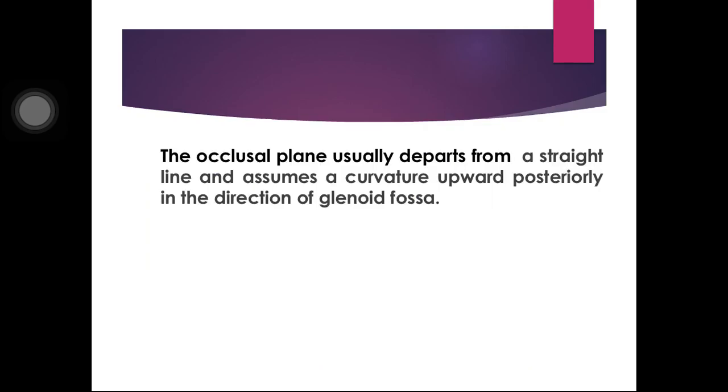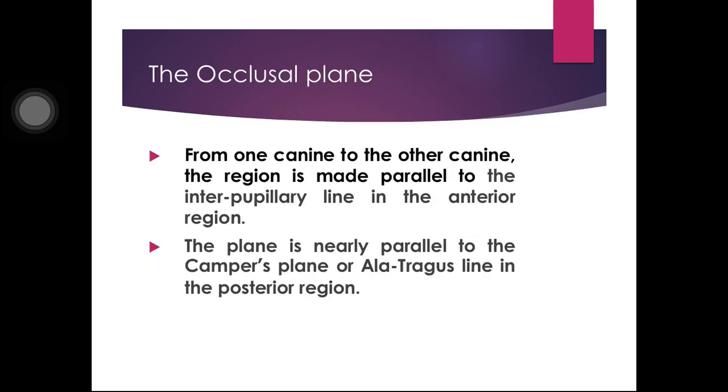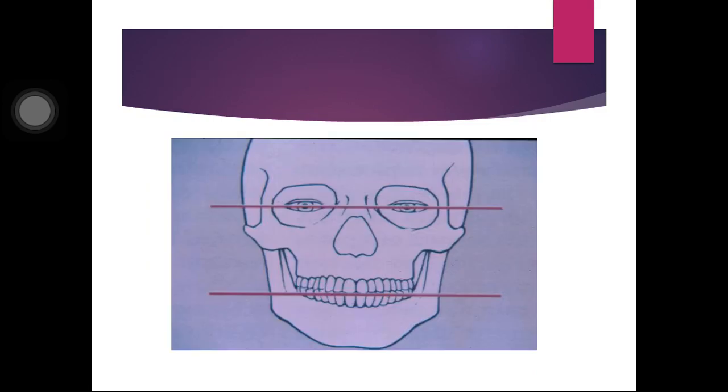The occlusal plane basically departs from a straight line and assumes a curvature upward posteriorly in the direction of the glenoid fossa. The students must remember at this point that we have discussed the concepts of curve of Spee and curve of Wilson, which are also curves which define the occlusal planes of natural dentition. From one canine to the other canine, the region is made parallel to the interpupillary line in the anterior region, and the plane is nearly parallel to the Camper's line or ala-tragus line in the posterior region.